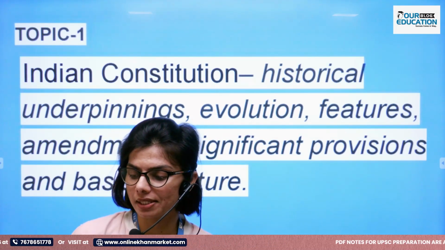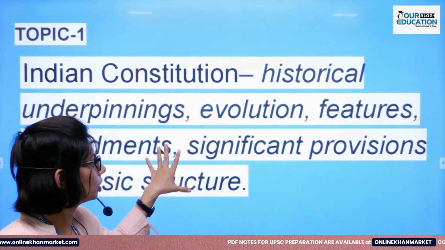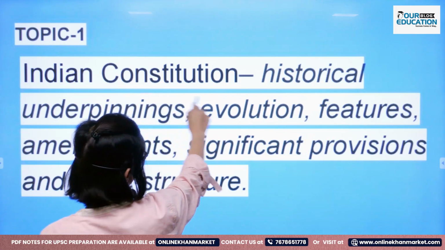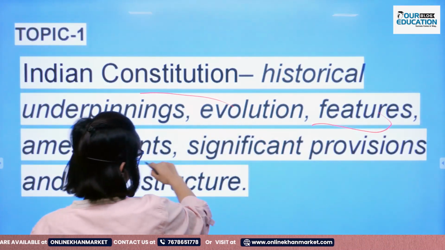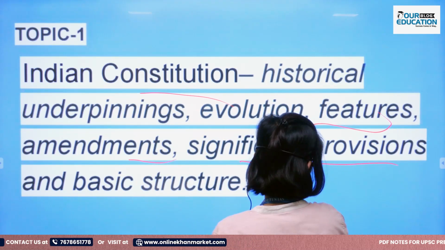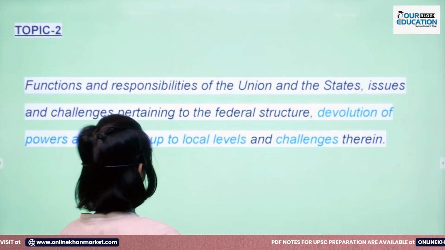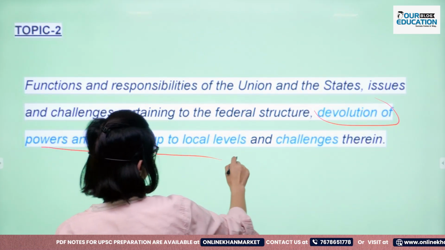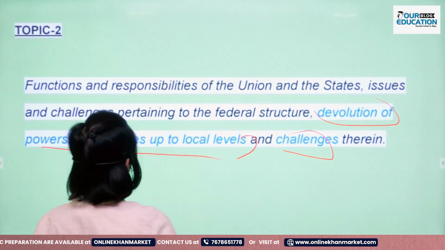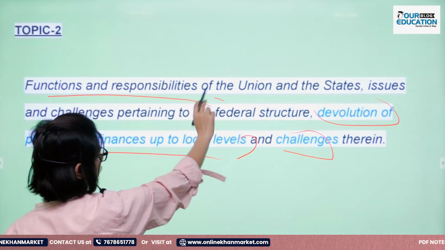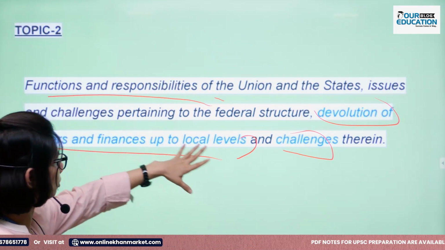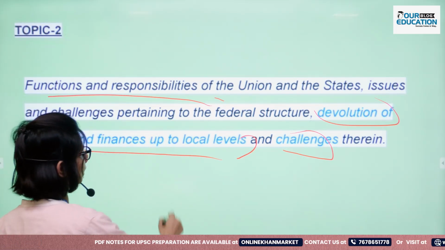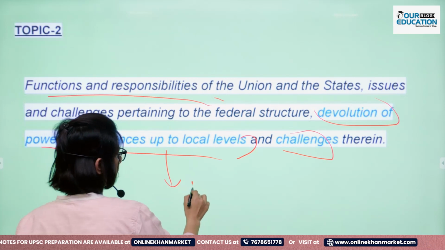In polity, what is mentioned here is the significant features of the constitution, its provisions and basic structure. Next, the devolution of powers and finances up to the local level and its challenges, and the functions and responsibilities of the Union and states. Devolution of powers and finances up to the local level basically talks about the distribution of power.